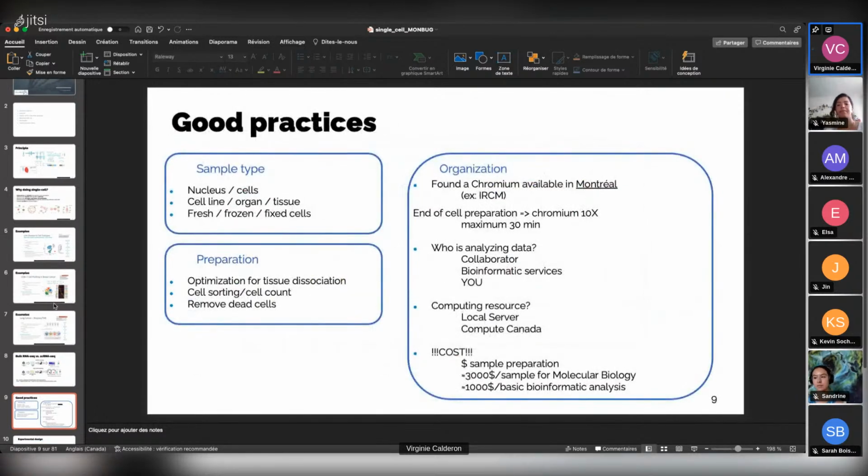So before talking about bioinformatics, I will talk a little bit about the good practices for this type of experiment, because as a bioinformatician, you will have to know this information. You need to know what is the sample type. For example, are you working on nucleus or cells?